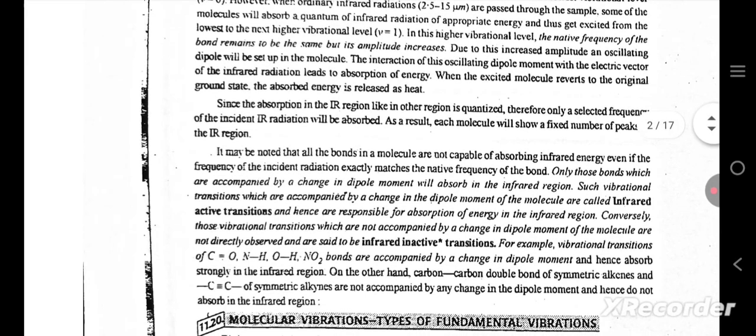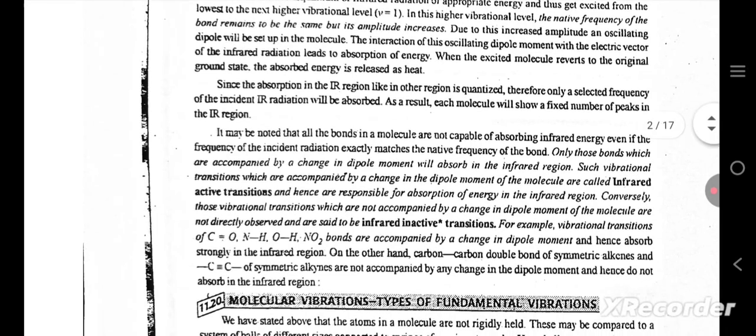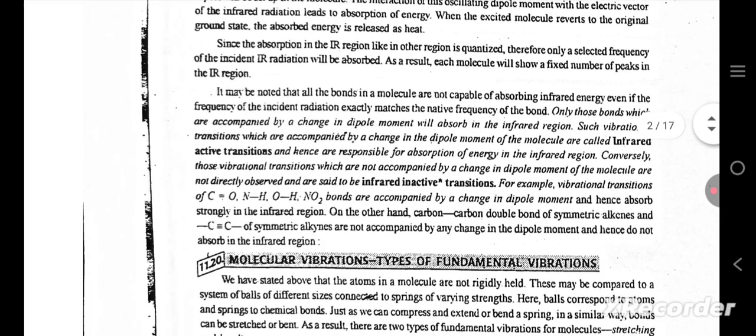In this higher vibrational level, the natural frequency of the bond remains the same, but its amplitude increases. Due to this increased amplitude, an oscillating dipole will be set up in the molecule. The interaction of this oscillating dipole moment with the electric vector of the infrared radiation leads to absorption of energy. When the excited molecule reverts to the original ground state, the absorbed energy is released as heat.